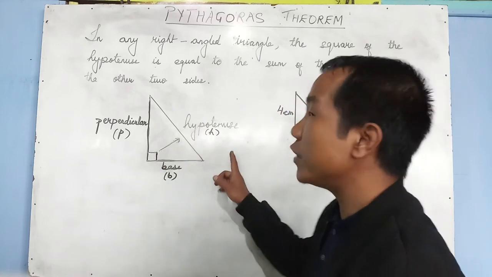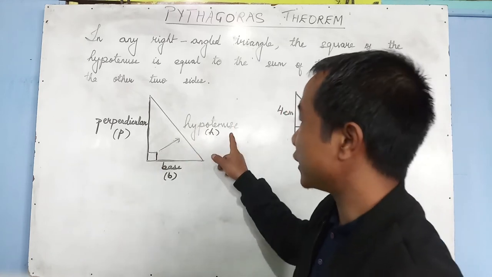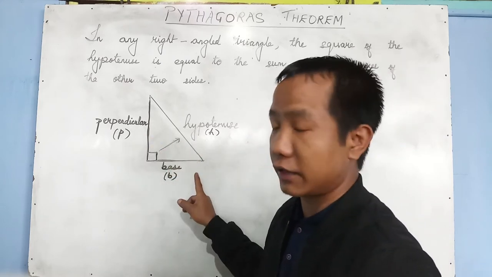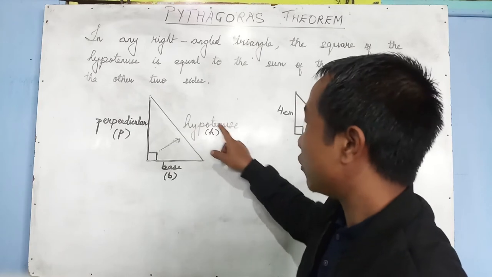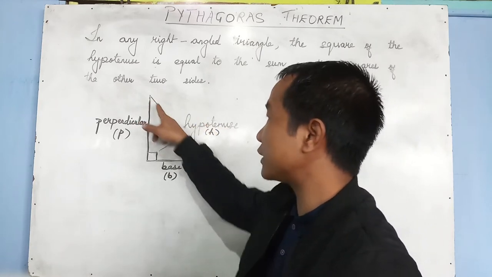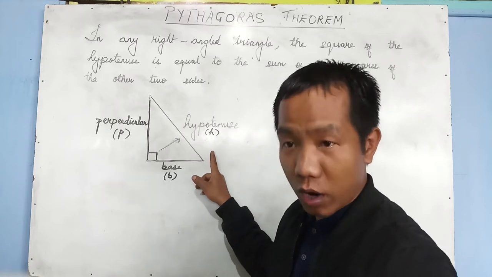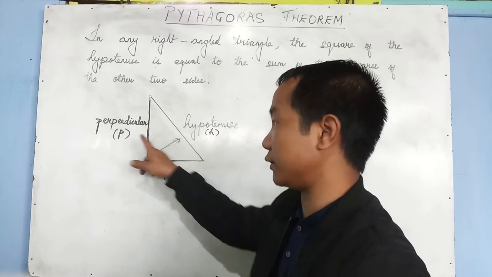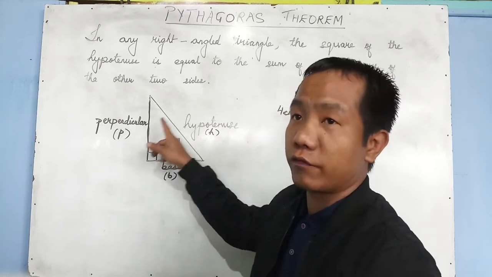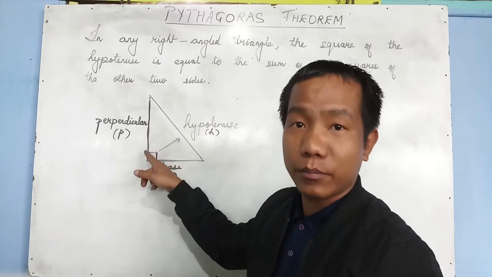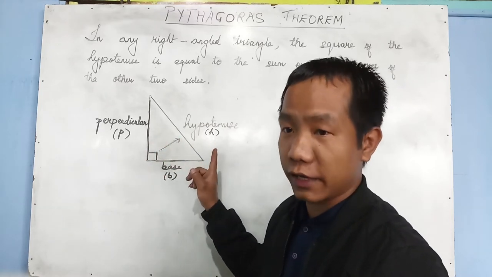So, according to the definition, this hypotenuse has a special relation with the other two sides. That is, the square of the length of this side is always equal to the sum of the squares of the other two sides. The square of the hypotenuse is always equal to the sum of the squares of the other two sides.